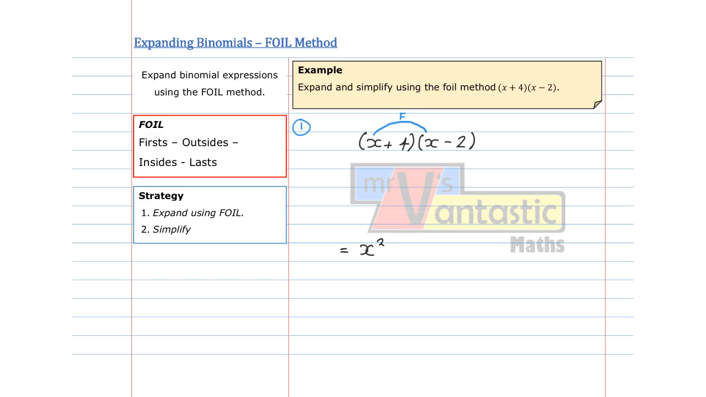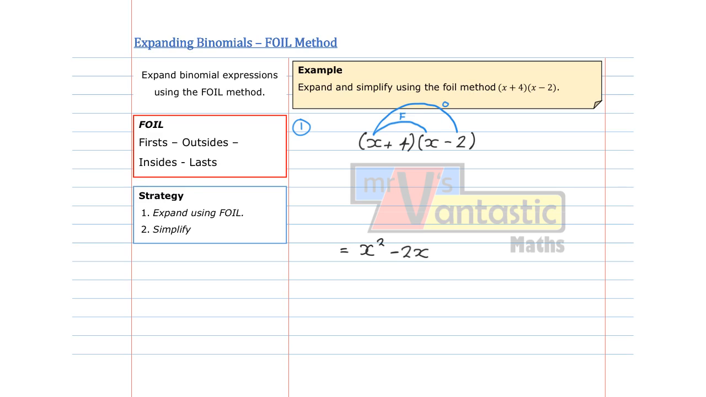Secondly, we're going to multiply the outsides. So if we're looking at this whole expression, the outsides are the two terms on the outside, so it's x and negative 2. So we're going to multiply x by negative 2, which is our outsides. And x times negative 2 is minus 2x.